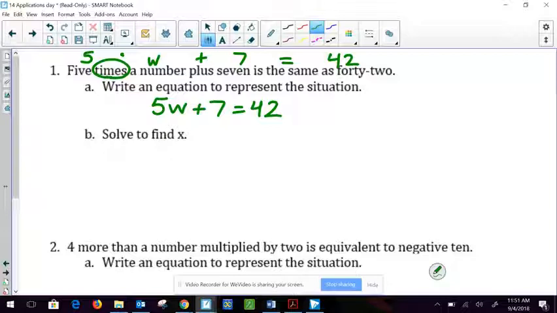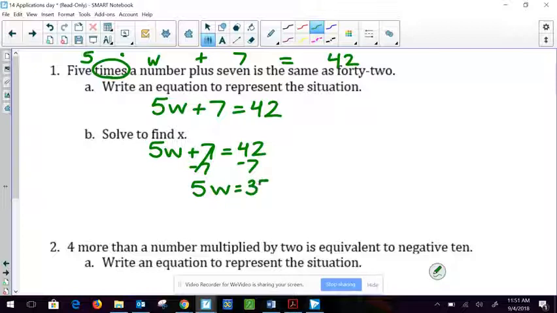How you solve that is following all those same steps that we've been doing over and over and over. Notice that letter B says find X. Well, we used a W, and that's the same idea as figuring out what X is. The first step is we always add or subtract. So we're going to minus 7 to both sides. We end up with 5W equals 35. And then what's our final step? You guessed it. Divide both sides by 5. And W is equal to 7.